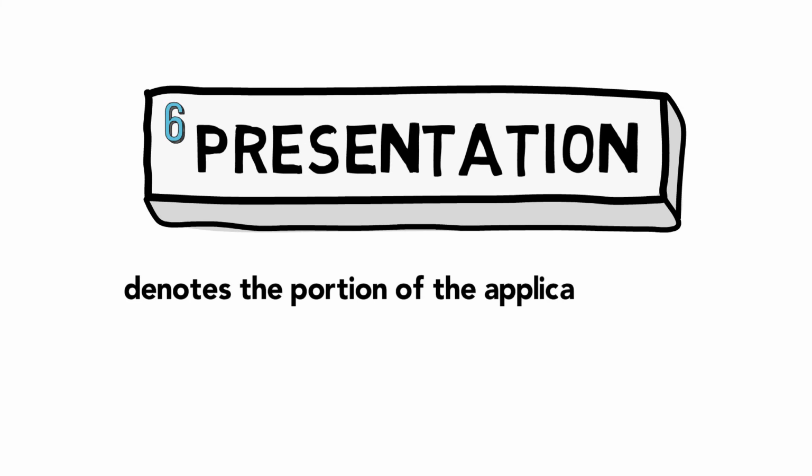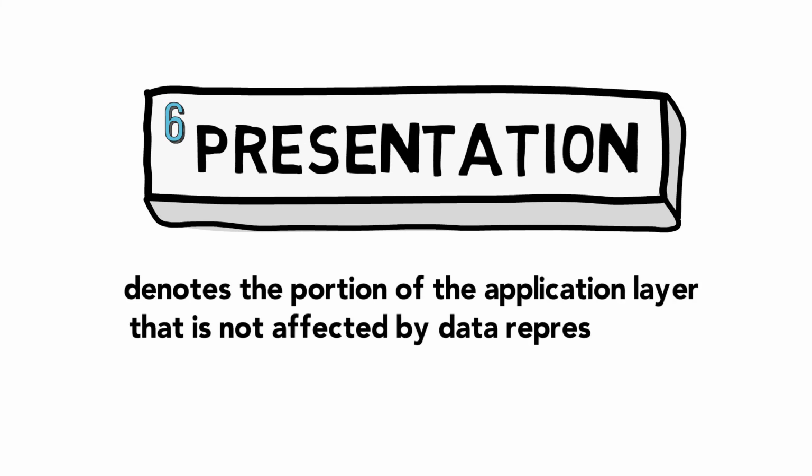Layer 6, or the presentation. This layer denotes the portion of the application layer that is not affected by data representation. It refers to the preparation or translation of application format to network format, or network formatting to application format in general. It converts network formatting to application formatting and vice versa. This permits the various layers to communicate with one another.